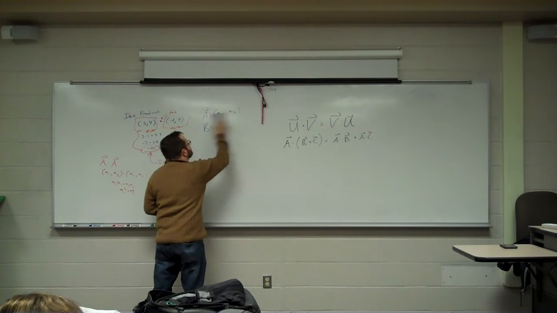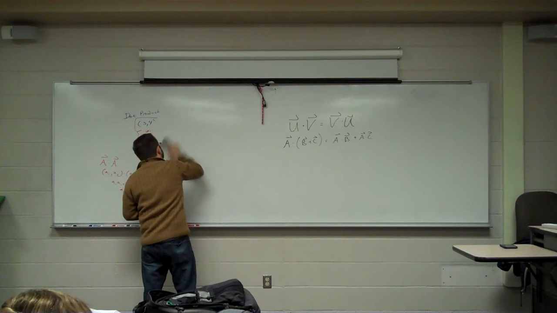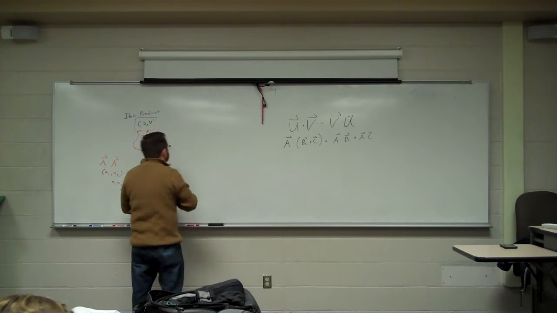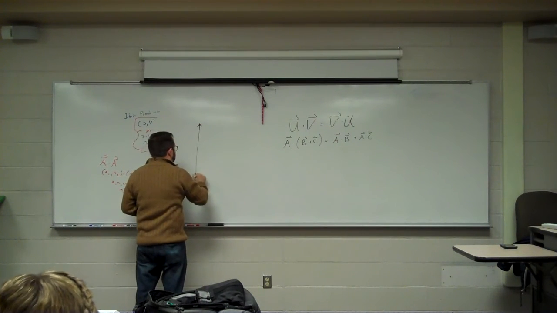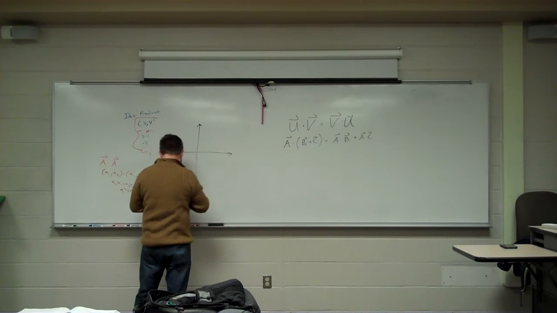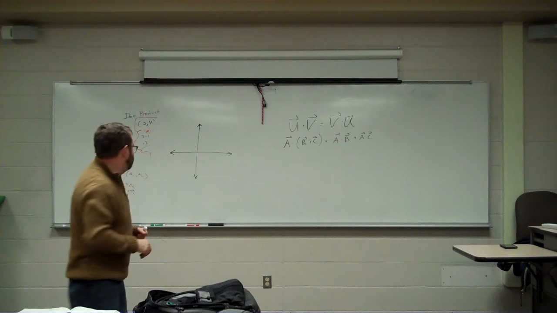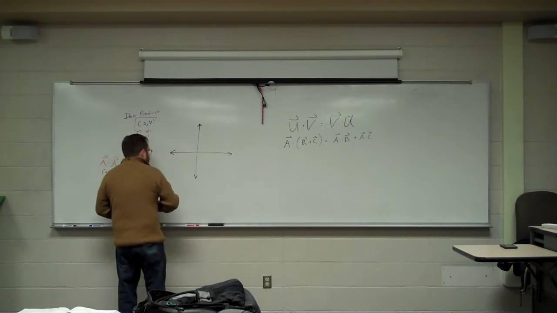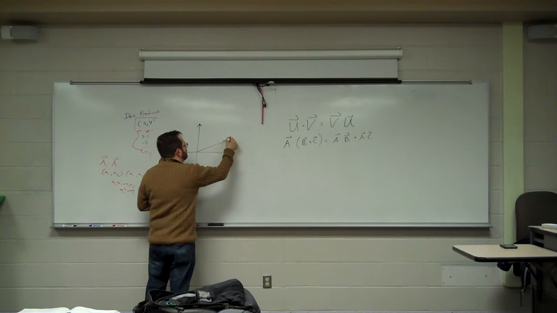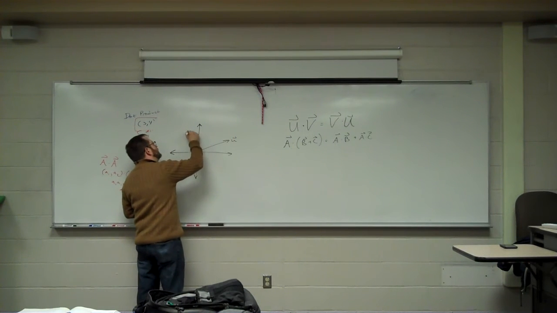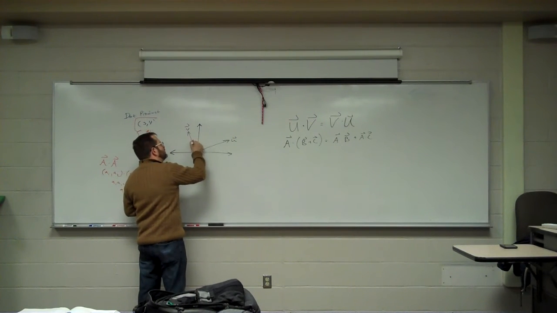But there are lots of handy things that you can do with this dot product to solve certain kinds of problems. Like at the top of the next page, they present a situation where you have two vectors, U and V. Here's a U, here's a V. What's the angle between them?